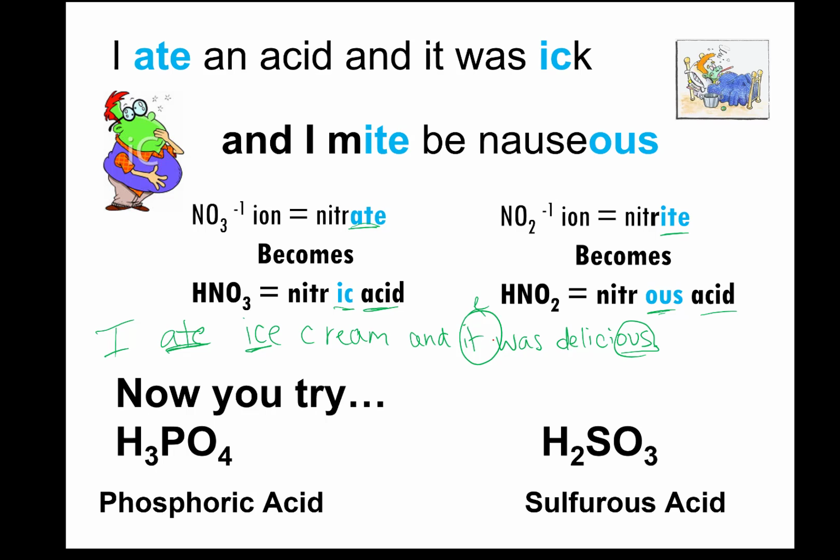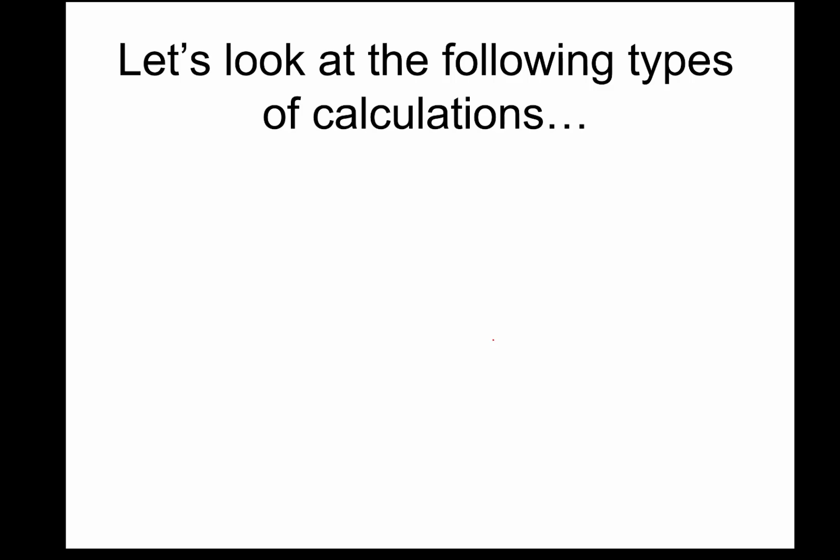It's very repetitive. Seems like there's a lot of rules, but once you get into it, it's not so bad. Now let's look at some calculations. Now that we know how to name things and know what their formulas are, we can do some calculations and talk about different substances. We're going to look at 5 different types of calculations.